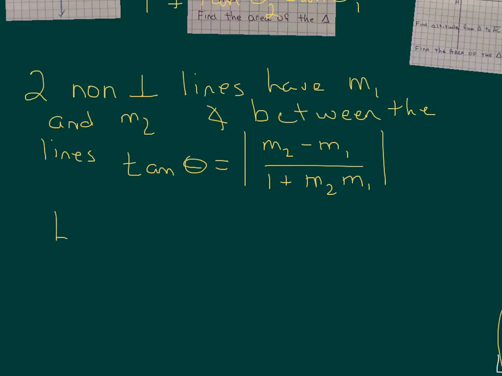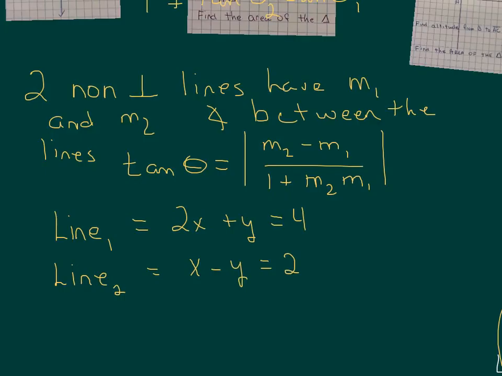If line 1 is 2x plus y equals 4, and line 2 is x minus y equals 2. Now we know we can solve for y to find the slope, or you might remember that slope is equal to negative a over b. So for line 1, the slope is equal to negative 2 over 1. For line 2, the slope is equal to negative 1 over negative 1, which gives us a slope of 1.